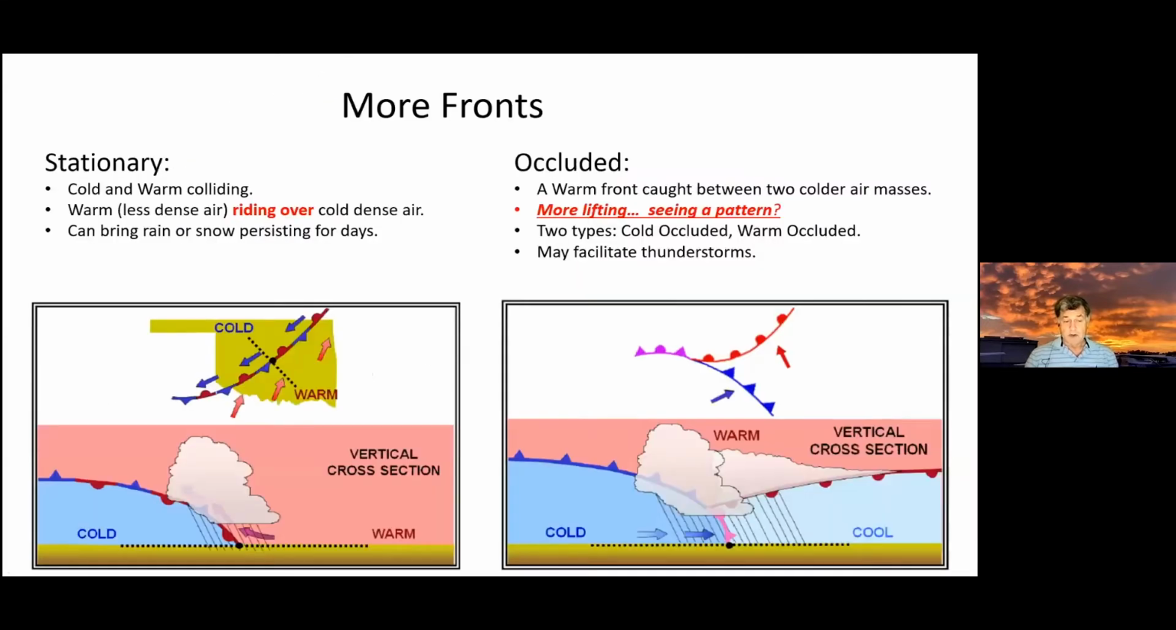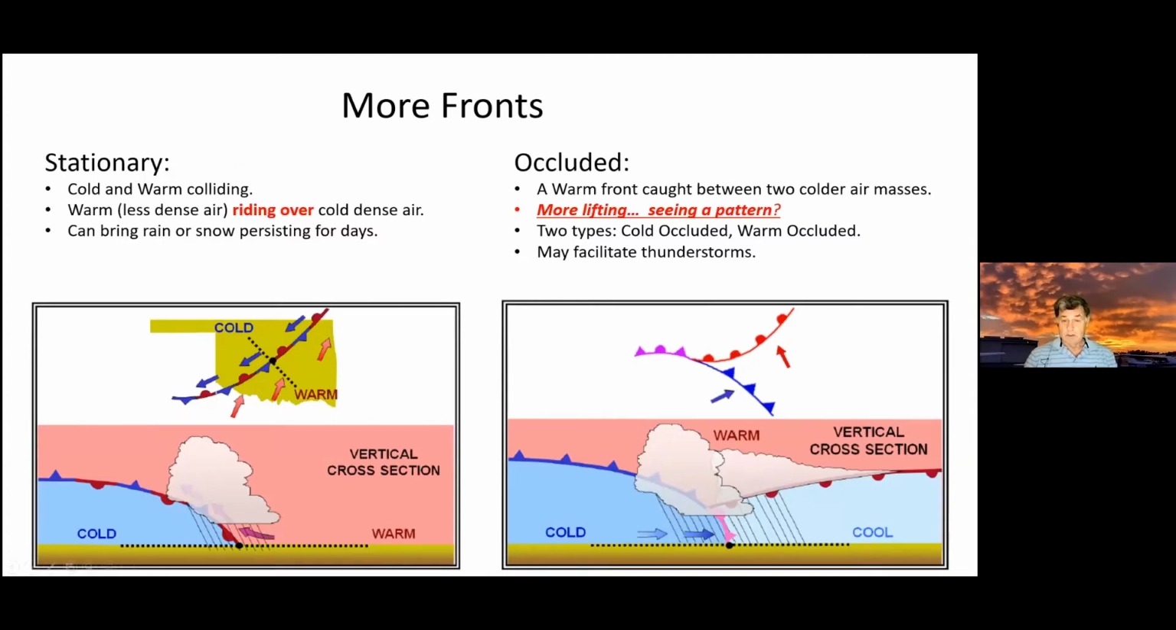And we've got the stationary front, same kind of deal. Cold front and warm front kind of park up against each other and don't move. We have air that sits there and sometimes can produce rain for days. And the reason, of course, is that we've got this warm air in it that has enough humidity in it. When it gets lifted, we get condensation and we get clouds and potential rain.